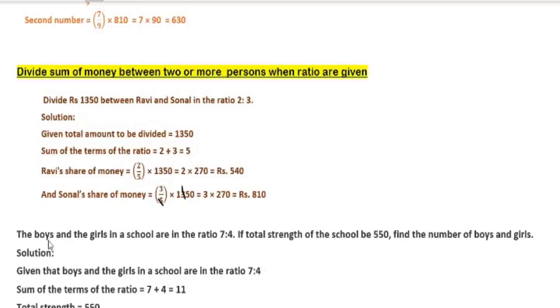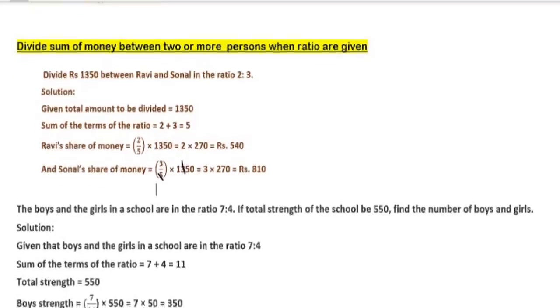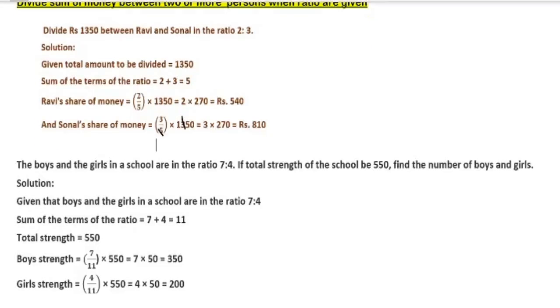And another type of question: the boys and girls in a school are in the ratio 7:4. If the total strength of the school is 550, find the number of boys and number of girls. This is also another type of question we have to solve. So given that the boys and girls in the school are in the ratio 7:4. The sum of the terms in the given ratio is 7 plus 4, that is equal to 11, and the total strength is given as 550.